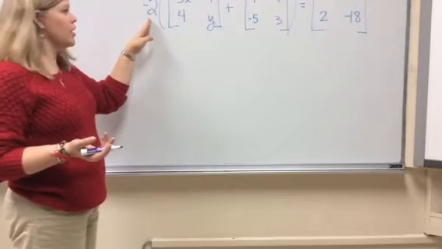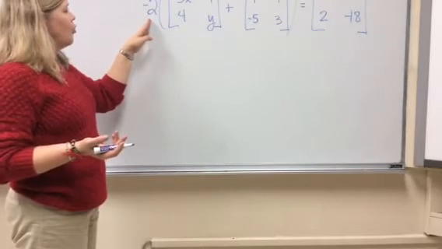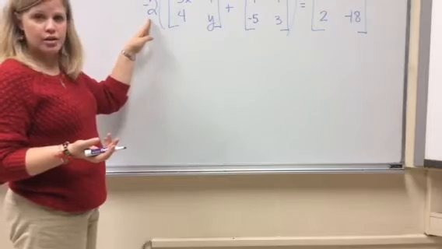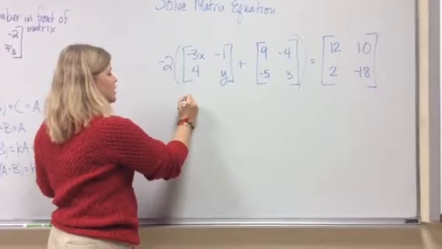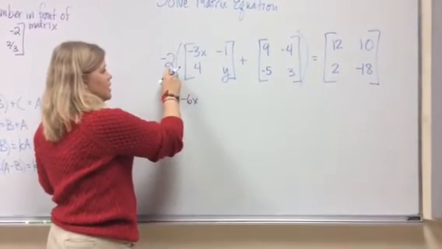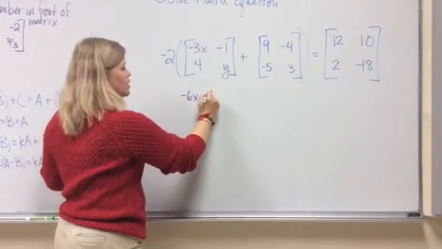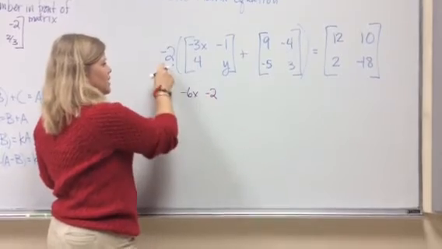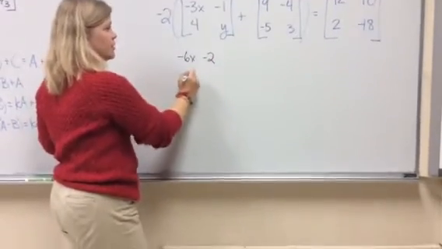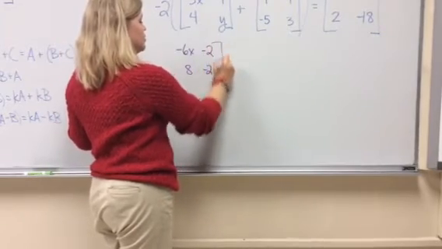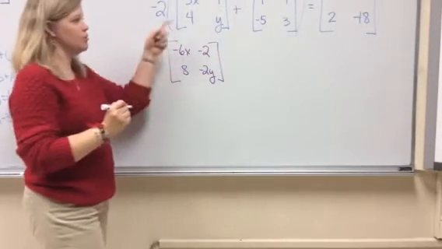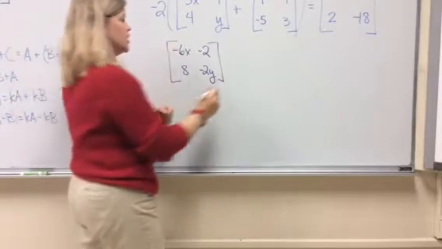Let's remind ourselves, what does it mean when you have a number out in front? Oh yeah, you distribute. So negative 2 times negative 3x, negative 6x. Negative 2 times negative 1, negative 2. Negative 2 times 4, 8. Negative 2 times y, negative 2y. So notice when you multiply by a scalar, it doesn't change your size.